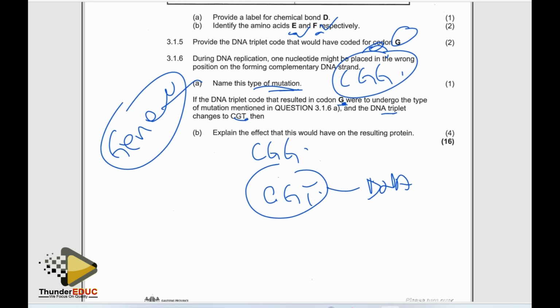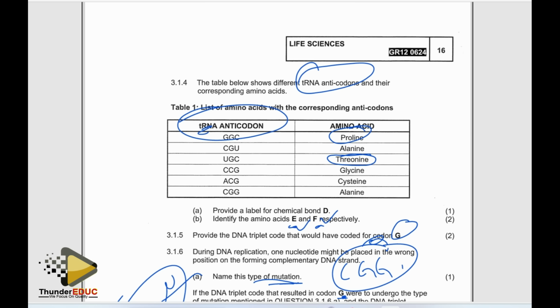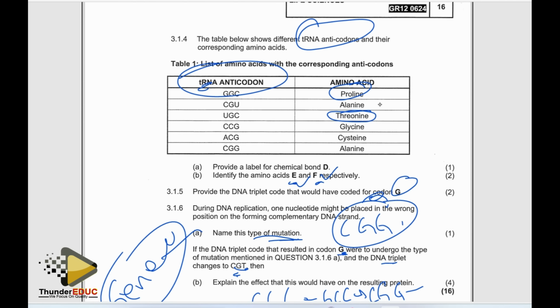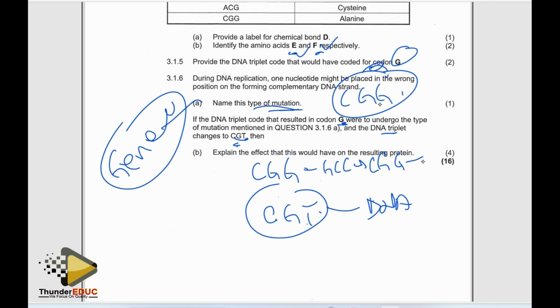So what happened? They say that they changed it to this. So this is also DNA. I'm going to convert it to messenger RNA, so it's going to be GCC. Then I convert it to transfer RNA, so it's going to be CGG. So I look for CGG. CGG is alanine. Yes.